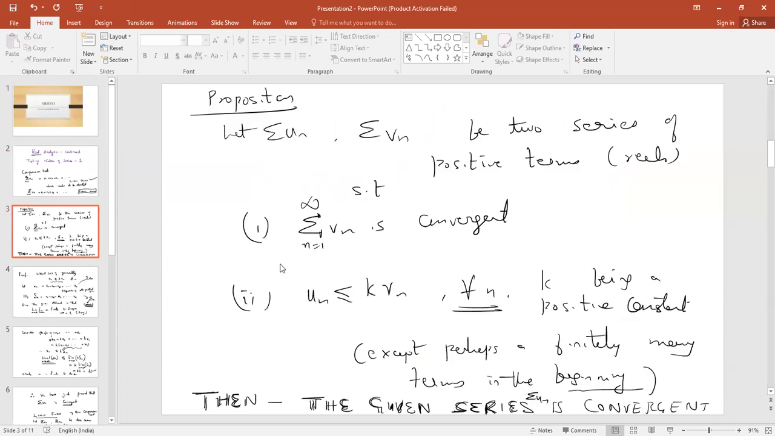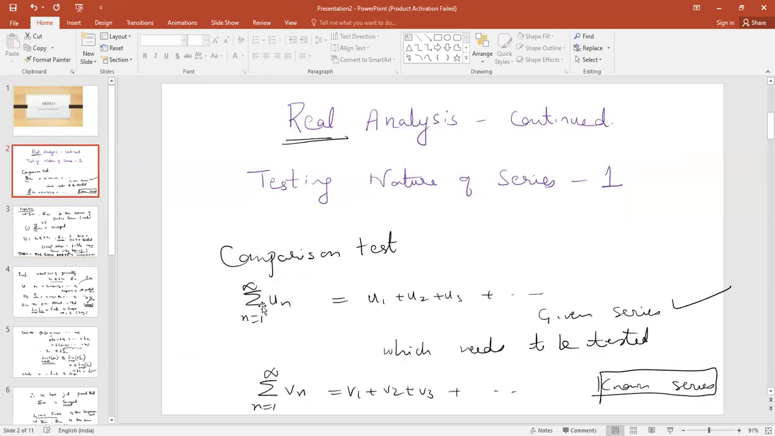We are given a series which has to be understood, whether it is convergent or divergent or oscillating, whatever. In this particular case, we will eventually see that the conclusion is either it is divergent or convergent. So there is a given series, namely u1 plus u2 plus u3 and so on, which needs to be tested, and we have a known series to which we compare, v1 plus v2 plus v3 and so on.